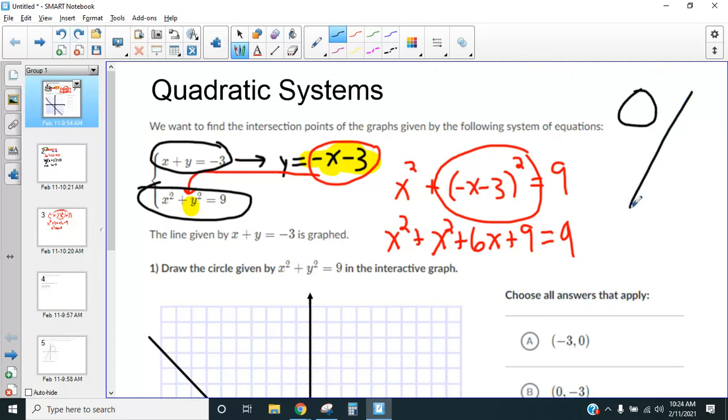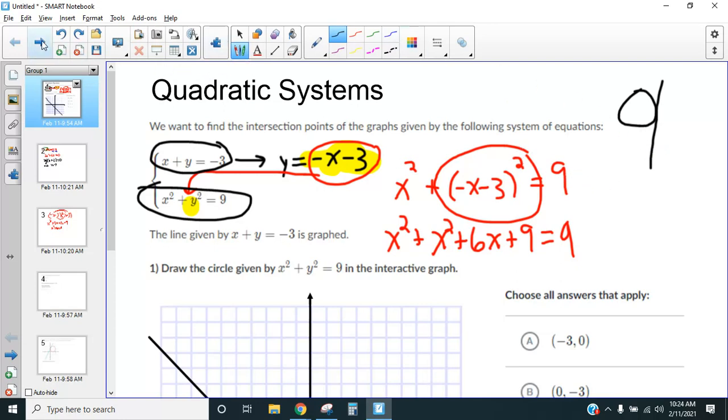It could miss it completely. In this case, there would be no solutions. And it could just touch it once. Imagine like a ball sitting on the ground, right? It's only touching at one point, okay? So 0, 1, or 2 solutions in this situation.